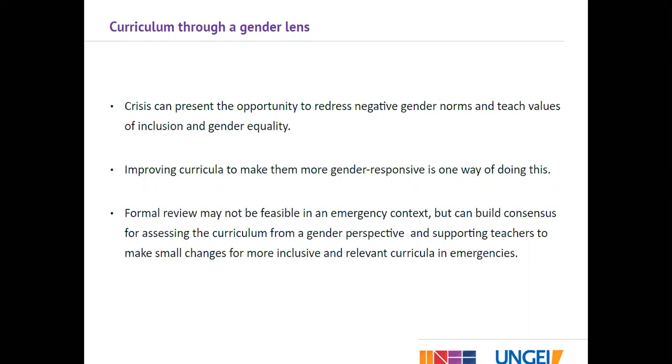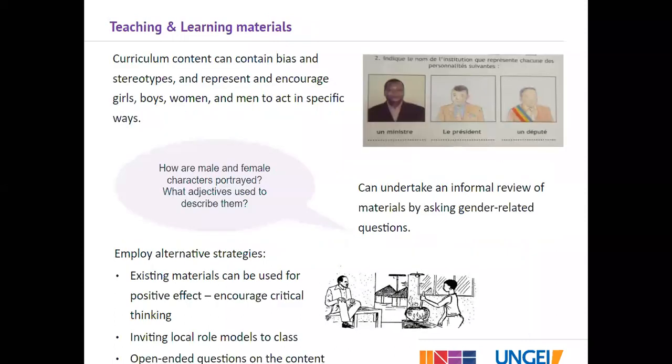So, for example, on teaching and learning materials, the next slide shows, next slide please, that curriculum content can contain bias and stereotypes that encourage girls, boys, women and men to act in specific ways. So the images here from the guidance note depict some classic stereotypical content of textbooks. And while, as I mentioned earlier, formal revision or development of new materials is often not possible in an emergency context, reviewing materials informally is a useful way of addressing negative gender stereotypes.